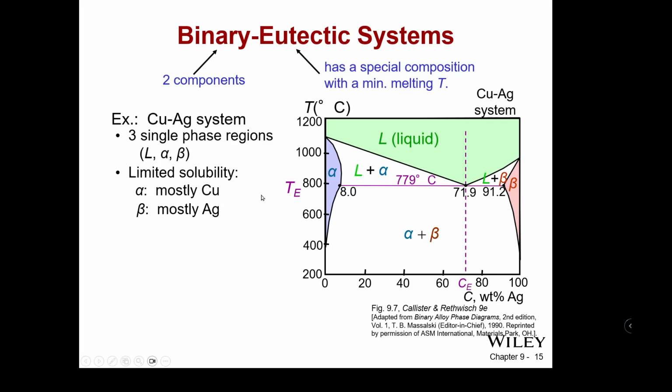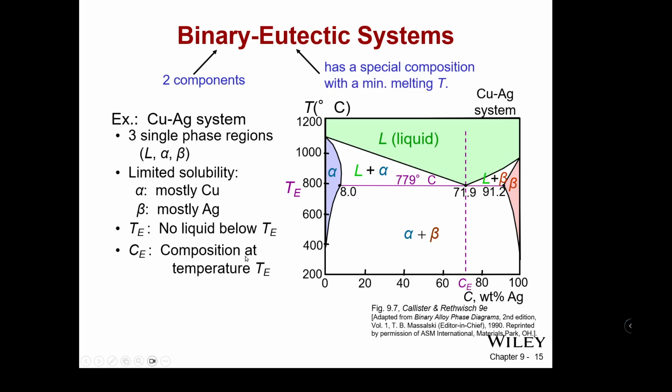So this is still a simple system. It just has some additional phases and some additional interactions. So no liquid below that eutectic temperature. You can't have liquid below that eutectic temperature. It's not possible. Below that temperature, it's a combination of solid. It's all solid. It's just different ratios.